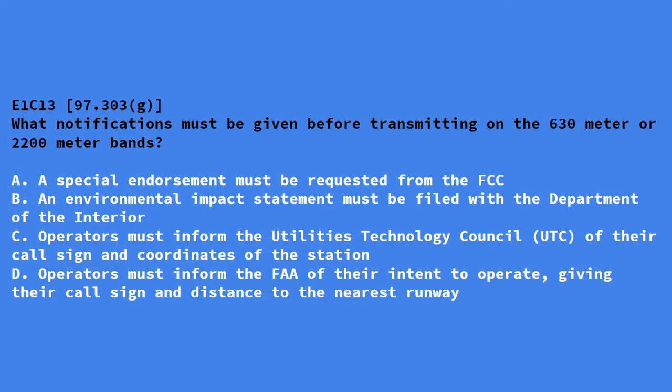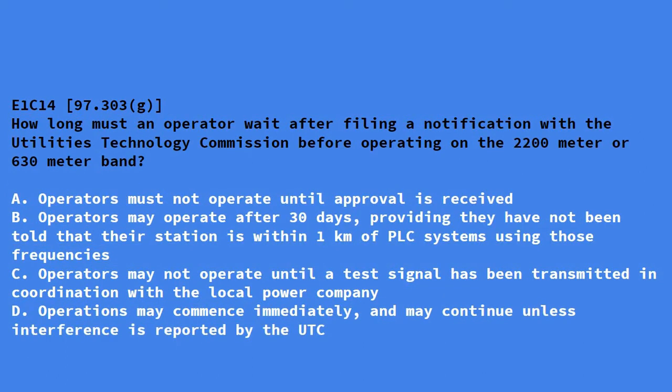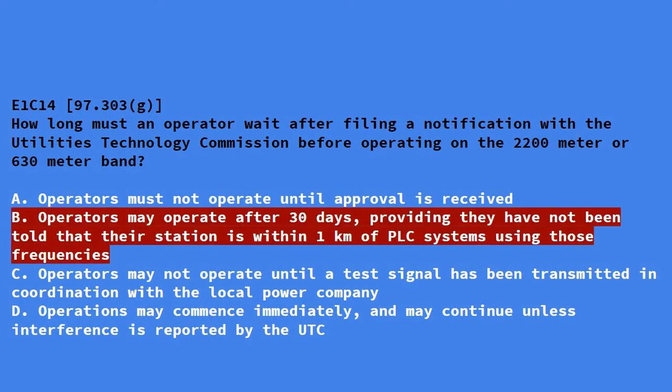E1C13, what notifications must be given before transmitting on the 630 meter or 2200 meter bands? Answer is operators must inform the Utilities Technology Council, UTC, of their call sign and coordinates of the station. E1C14, how long must an operator wait after filing notification with the Utilities Technology Council before operating on the 2200 meter or 630 meter band? The answer is operators may operate after 30 days providing they have not been told that their station is within 1 kilometer of PLC systems using those frequencies.